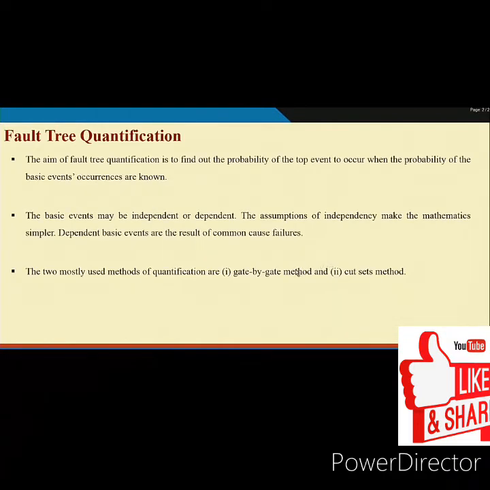So, let me repeat, the aim of fault tree quantification is to find the probability of the top event to occur when the probabilities of the basic event occurrences are known. The basic events may be independent or dependent. The assumption of independence makes the mathematics simpler. Dependent basic events are a result of common cause failure. The two most used methods for quantification are the gate by gate method and the Cartset method. We will see both. This lecture covers the gate by gate method, followed by the Cartset method.